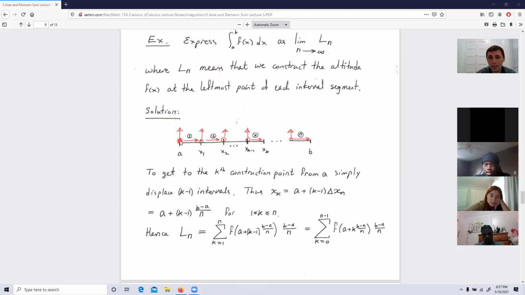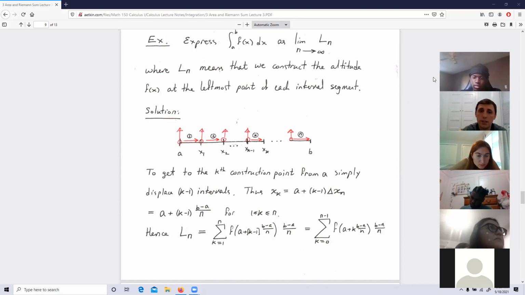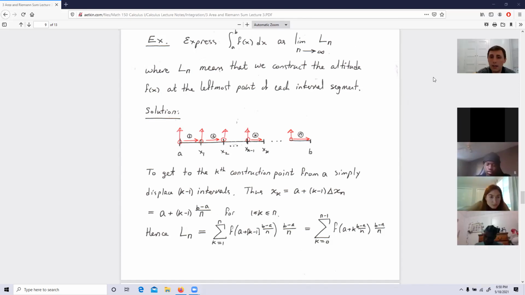Again, guys, very simple visual. Just where are you going? If you're using the left-hand point, then how do I find the altitude for the second interval? I displace only one block. For the third, I displace 2 blocks. For the kth, I displace k minus 1 blocks. And instead of using k minus 1 as it looks uglier, I still want to use k, but I'm going to set it from 0 to n minus 1.